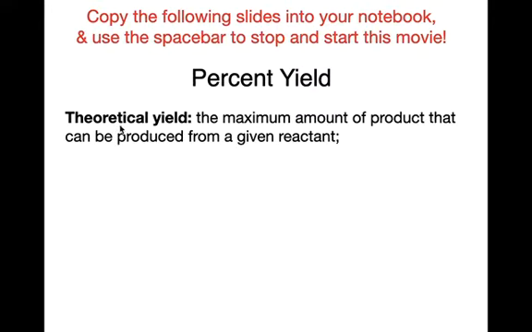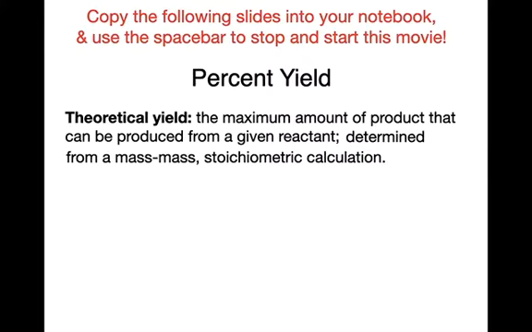First, theoretical yield, the maximum amount of product that can be produced from a given reactant. In fact, all of the mass calculations that you did last week, stoichiometric calculations, were theoretical yield calculations. You were given a certain amount of a reactant and you were asked how much theoretically you should be able to make of a product. We call that the theoretical yield. It's kind of in a perfect world, the amount that you would be able to make. So it's determined from a mass stoichiometric calculation.